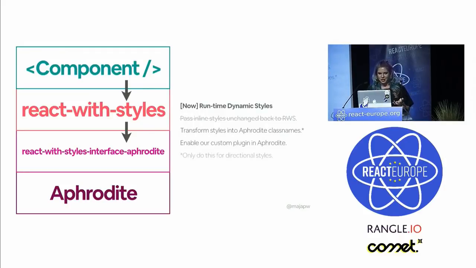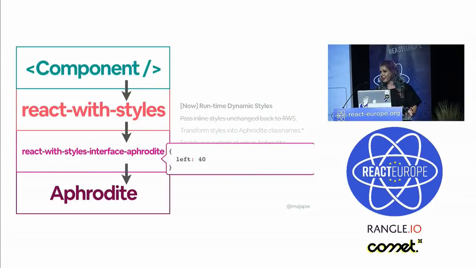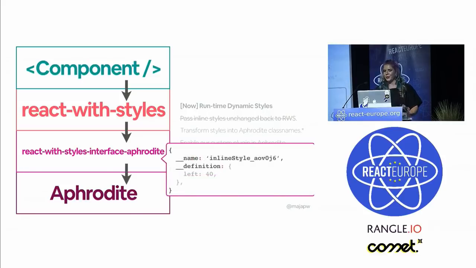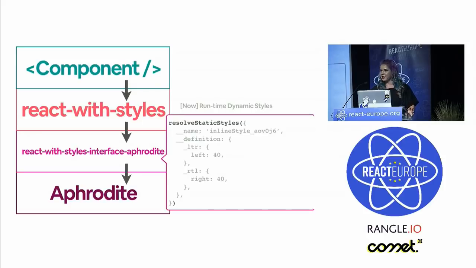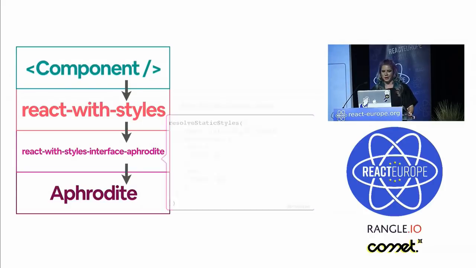We'd enable our custom plugin, and most importantly, we'd only do this for directional styles, because again, this is probably going to be the most expensive part of this entire solution. So something like a left definition, we'd force it into a hashed class name using the Aphrodite library. We'd create those 2 keys, we'd flip the right to left one, and we'd simply call Aphrodite's resolve method.